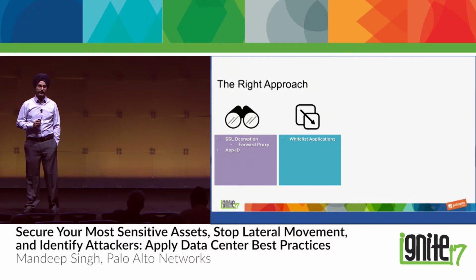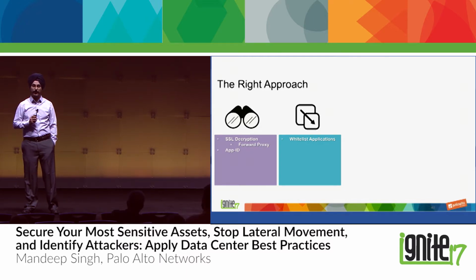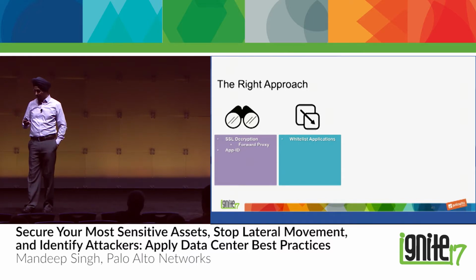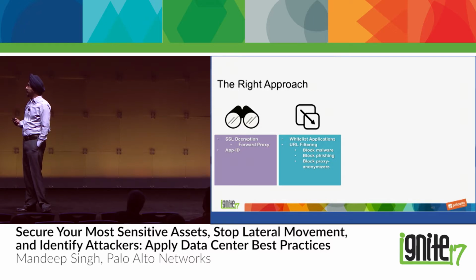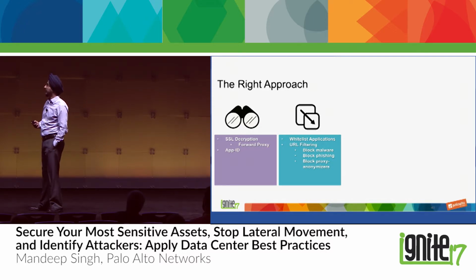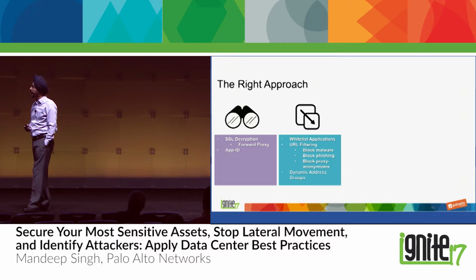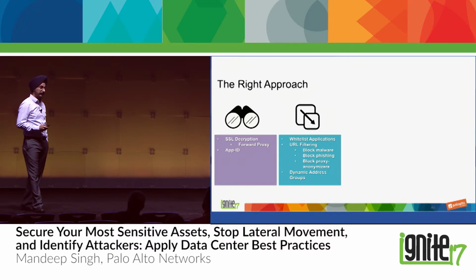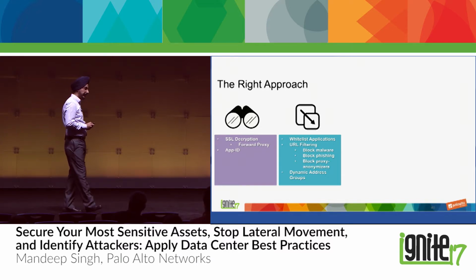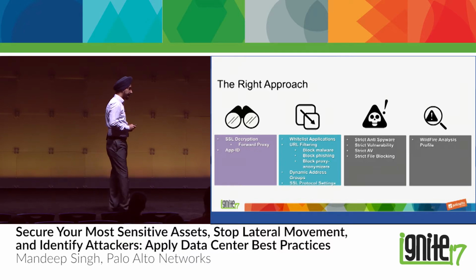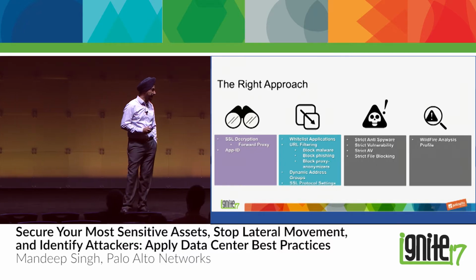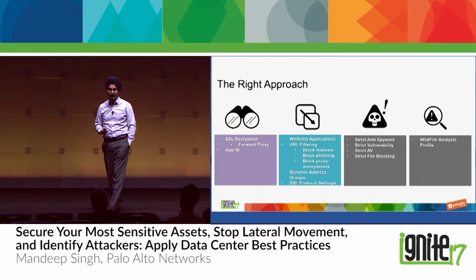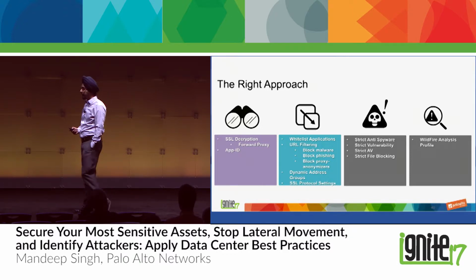When your servers in the data center are accessing resources on the internet, you don't want them to go to the likes of phishing, malware, proxy anonymizers. You want to block all those categories. Dynamic address groups: you want to use those to be more nimble and flexible in what services access the internet. Along with that, you use all the threat profiles. Now let's see how this looks in a policy.